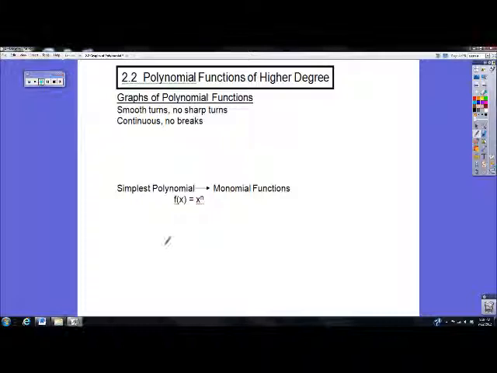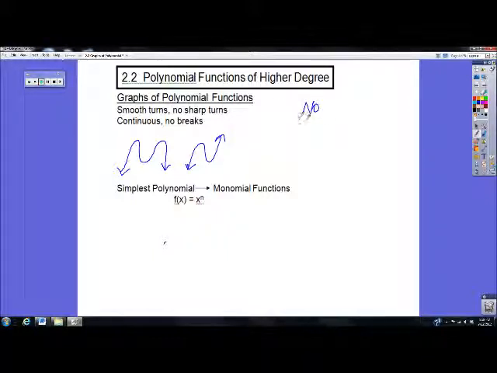They have smooth turns, something like this maybe, or something like this. No sharp points. Here's some examples of what polynomial graphs would not look like.